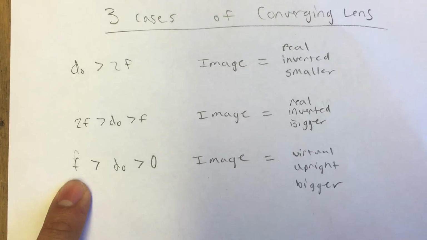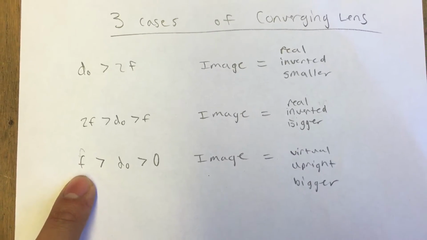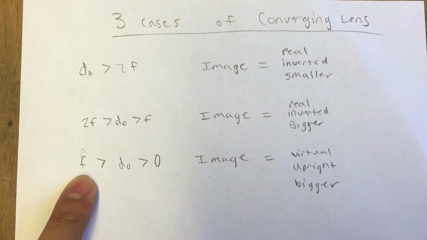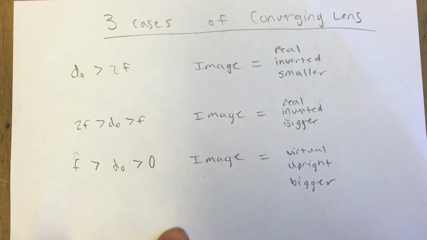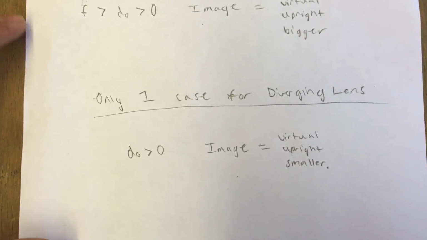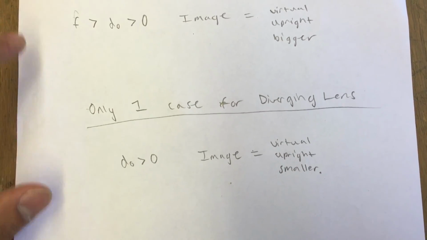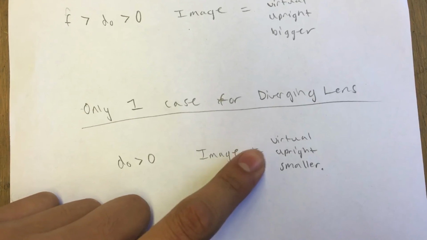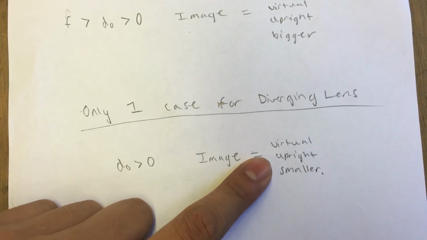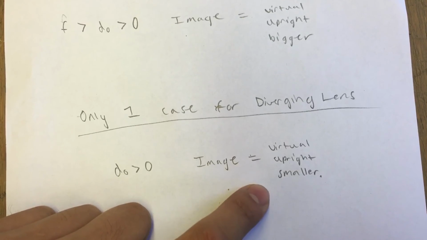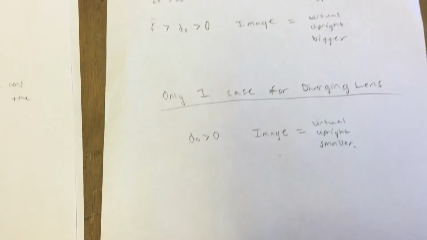And when it's smaller than the focal length, the image is virtual, upright, and bigger. And like I said, there is only one case for the diverging lens, and that's when the image is virtual, upright, and small.